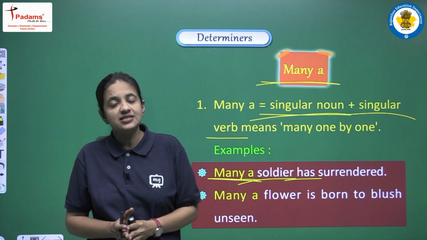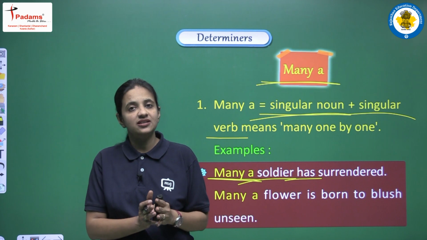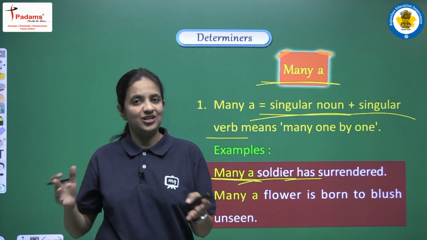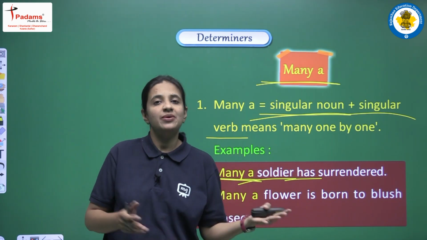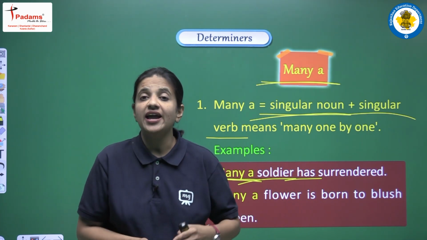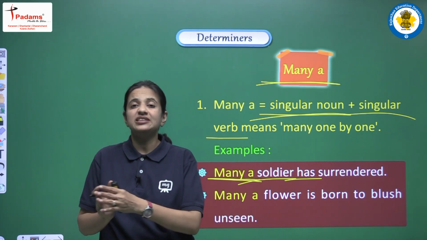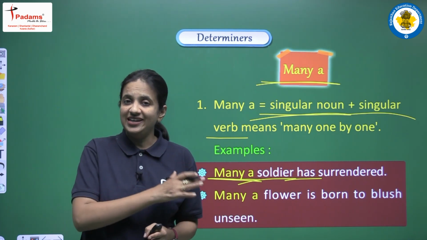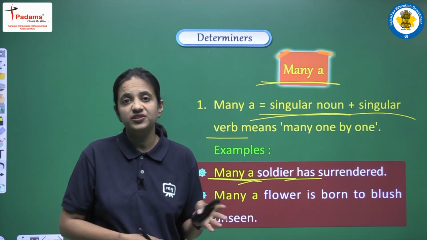The meaning of the sentence is just like many. Many and many a, the meaning of both the words is exactly the same, but the difference is in the structure of the sentence. After many we have to write a plural noun and plural verb, but if we are using many a, after that we have to write a singular noun and singular verb. So this is the difference in the structure, but the meaning of the sentence is exactly the same. Many and many a are used in the same manner. The difference lies only in the structure of the sentence.